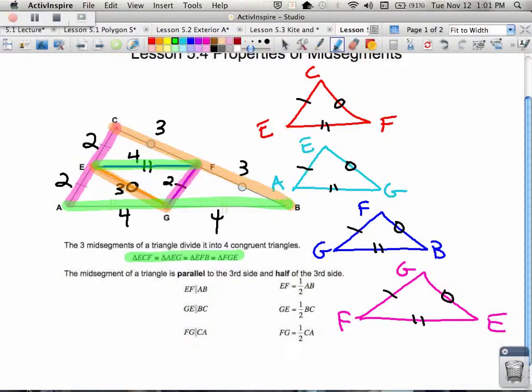And all of these properties are happening because we use the midpoints or the mid-segments to join each of the sides. So number 1, 4 congruent triangles. Number 2, the mid-segments are half of the side that they're parallel to, and number 3, those mid-segments are parallel to that third side.